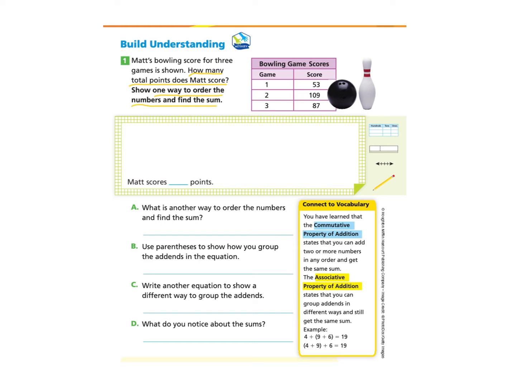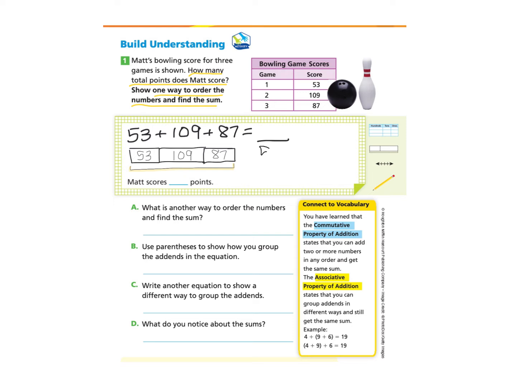So we have a table here that has a title that says bowling game scores. And then on one side we have the game and the other side we have the score. So one way to order the sums is just to put them in the order we find them by each game. 53 plus 109 plus 87 equals the amount of total points that we're looking for. I could also create a bar model with the order of numbers 53, 109, and 87, where I'm looking to find the total amount altogether.